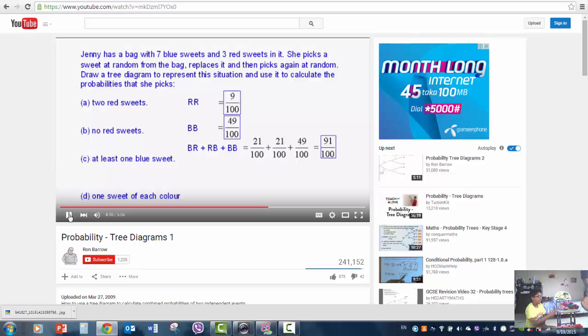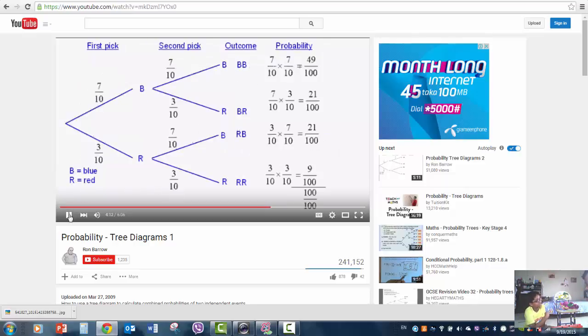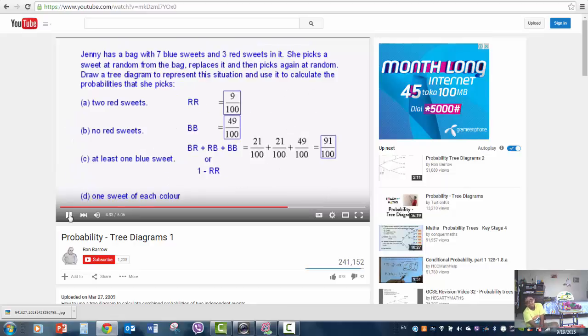But there is another slightly quicker way of doing it. Let's do that as well. Now, the only one which doesn't have a blue in it is this one. And seeing as we've got all our possibilities adding up to 1, if we take this possibility away from 1, then everything else must have a blue in it, at least one blue. So our working is going to be 1 minus the probability of 2 reds, which is 1 minus 9 hundredths, which is 91 hundredths. Same answer, no surprise, but it's just a different way of getting to it.